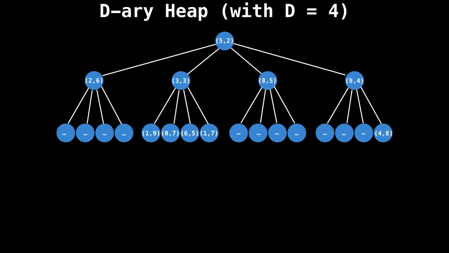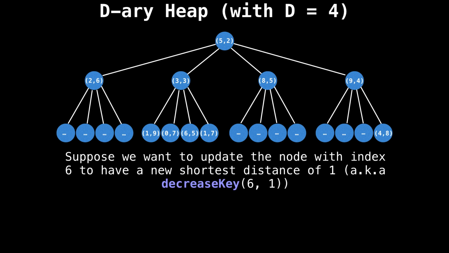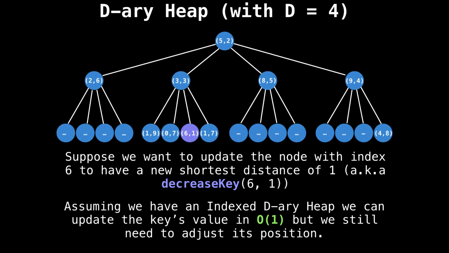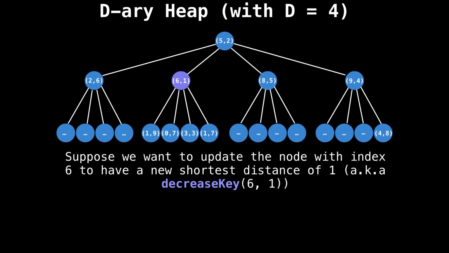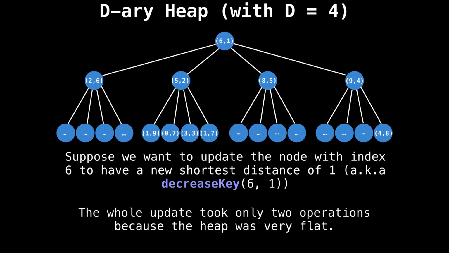So if we look at an example real quick, this is a D-ary heap with d equals 4. Suppose we want to perform an update operation. Say we want to perform decrease key for the node at index 6 with a value of 1. Then we can do the update, and then we reposition the key value pair inside the heap. So we bubble it up, and we bubble it up again, and now it's in the correct position. So that only took a total of 2 operations.